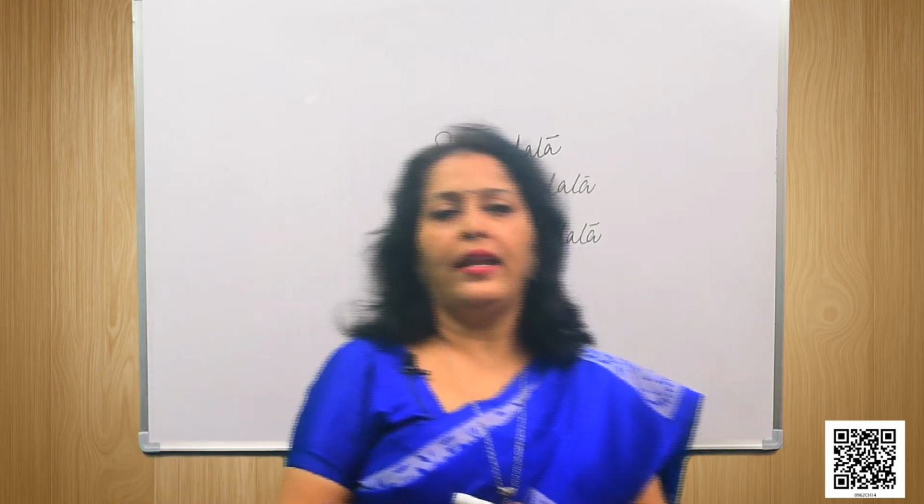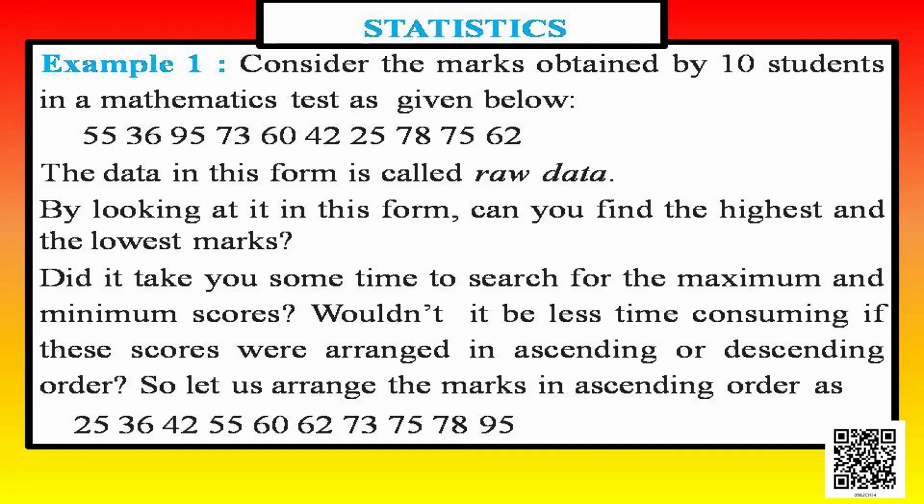Now to explain that, I will be giving you one example from your book. The example 1 from your book, it says, consider the marks obtained by 10 students in a mathematics test as given below. They are 55, 36, 95, 73, 60, 42, 25, 78, 75 and 62. So these are the total marks obtained by 10 students are given to you.